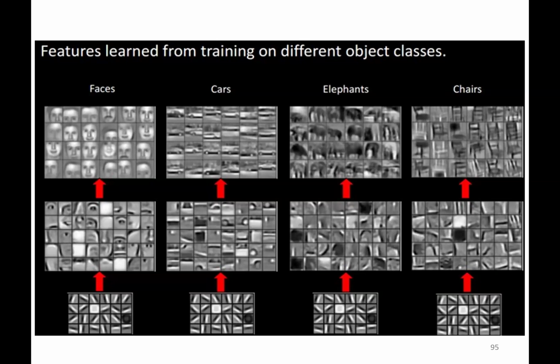And then when you get to even higher levels, by the time you get to the highest layers of the network, the neurons actually end up responding to full face-like patterns when presented with faces, full car-like patterns when presented with cars, full elephant-like patterns when presented with elephants, and full chair-like patterns when presented with chairs.